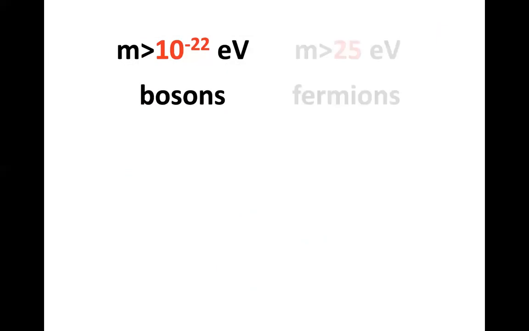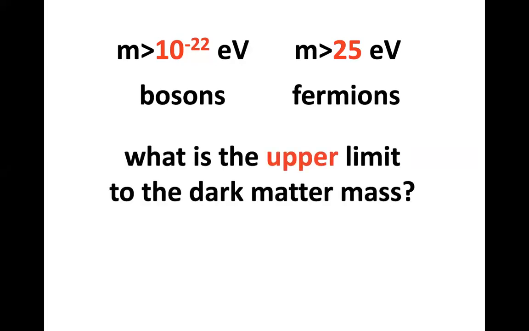Very good. So we've established that the dark matter, in a completely model independent way, has to be heavier than 10 to the negative 22 electron volts, but that if it is fermionic, it has to be more massive than about 25 electron volts or so. What happens to the other end of the dark matter as a new constituent?